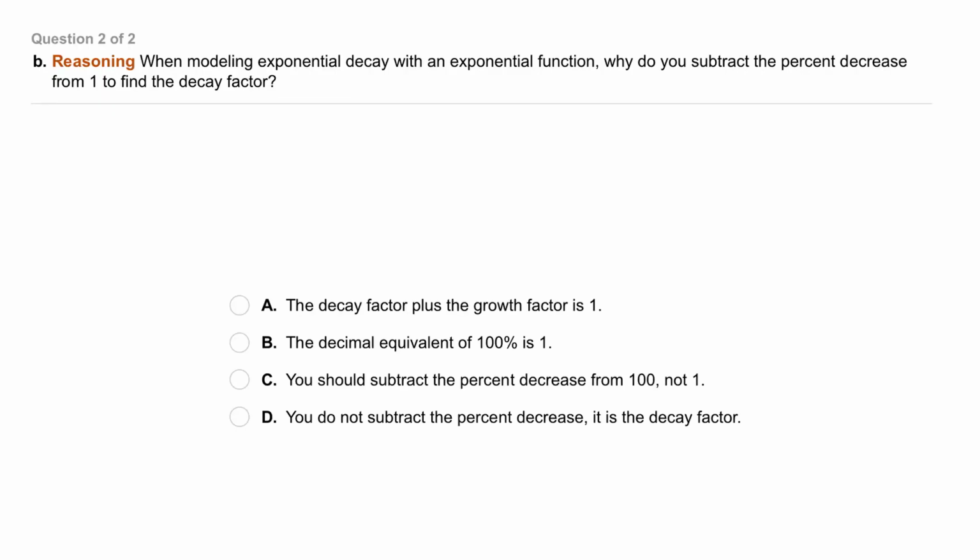And part B, a reasoning item. When modeling exponential decay with an exponential function, why do you subtract the percent decrease from 1 to find the decay factor?